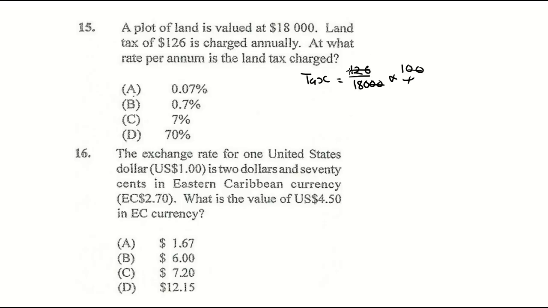Alright, we can say 18 into 126 is 7. 18 into 180 is 10. So you'll get 7 over 10, which is 0.7. So the answer is B.